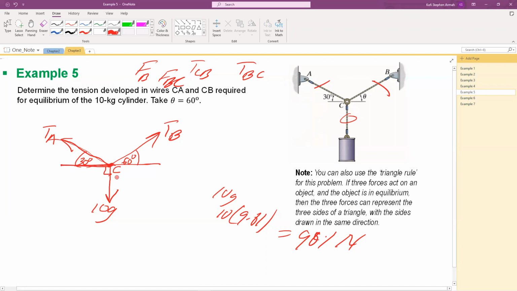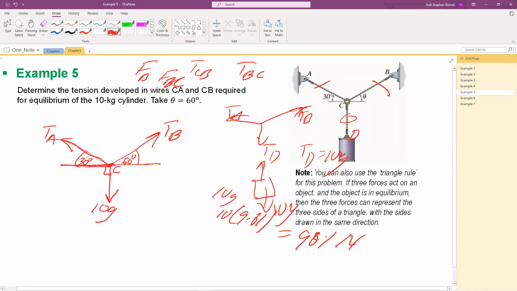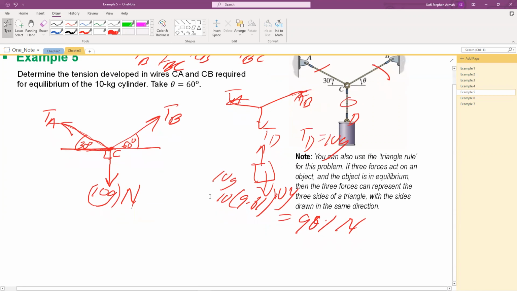Now, you could have also drawn the free body diagram on this side. This is TB, TA, and then this is TD, and then you can put a weight here, 10g. So later on you say TD is 10g. But because we know that, that's why I'm putting this one. And of course, this one is in Newtons. So let me apply the equations of equilibrium.